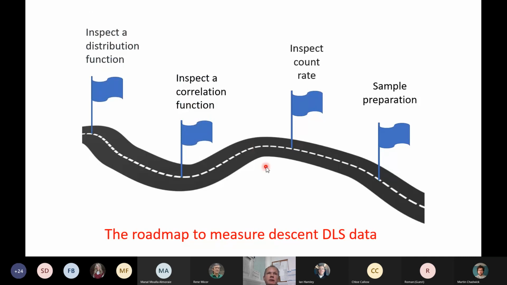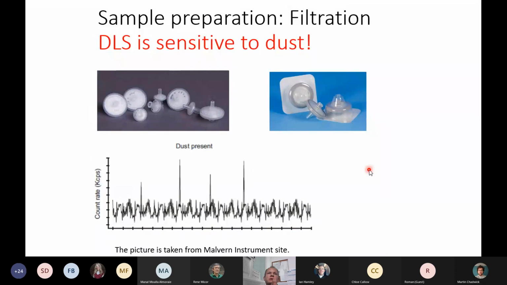Again, dynamic light scattering measures scattered intensity, right? And if you have dust in your solution, which is highly probable, these dust particles are very big, of micron size, and they will spoil your experiments. That's why you have to filtrate your solution. In other words, dynamic light scattering is very sensitive to dust. If you didn't filtrate it properly, you will probably see spikes on the count rate, which is the scattered intensity as a function of time. And these spikes come from dust.